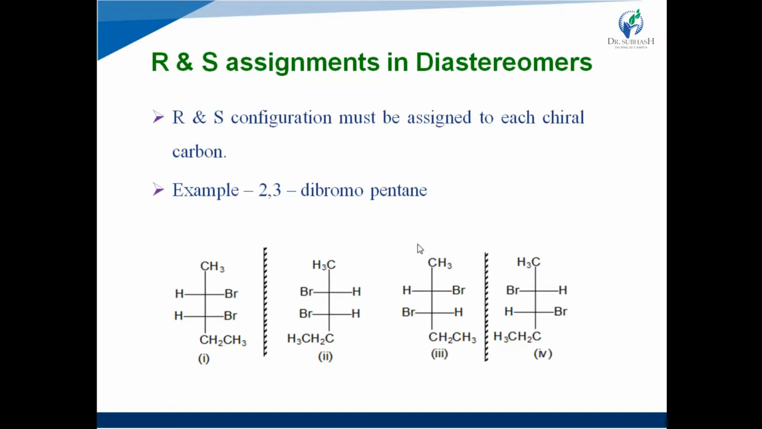For example, 2,3-dibromopentane. In this example, see there are 2 chiral centers on the second and third carbon atoms, right? So here 2 chiral centers are present. So it produces 4 stereoisomers, right? 1, 2, 3, 4. Right? Out of them, we take an example, that is isomers 1 and 4, for the nomenclature.